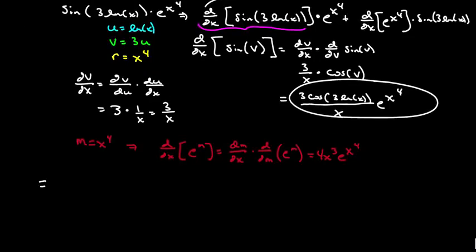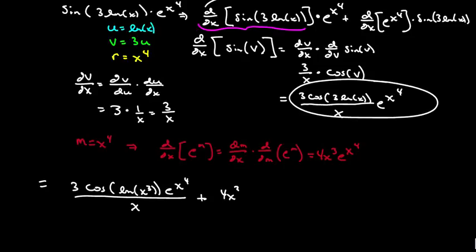So what do we have all together? Well, we have this first piece, which is this. So we have 3 times the cosine of, now I'm going to move this guy back into here, just so it matches probably what your book's got, times e to the x to the 4th over x, plus the derivative of this guy, which we've got as 4x to the 3rd e to the x to the 4th times sine of the natural log of x to the 3rd, like that. So this is really an ugly mess here.